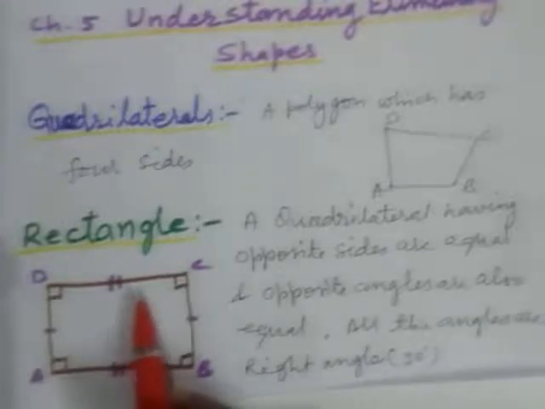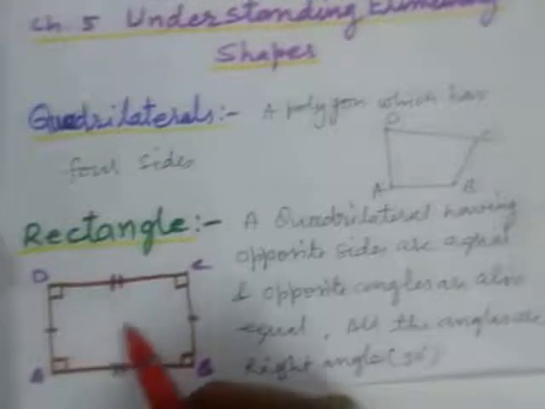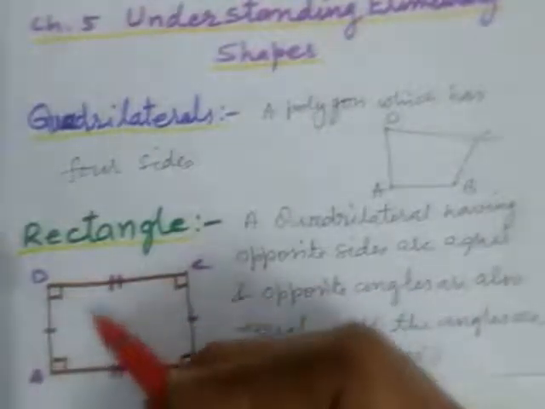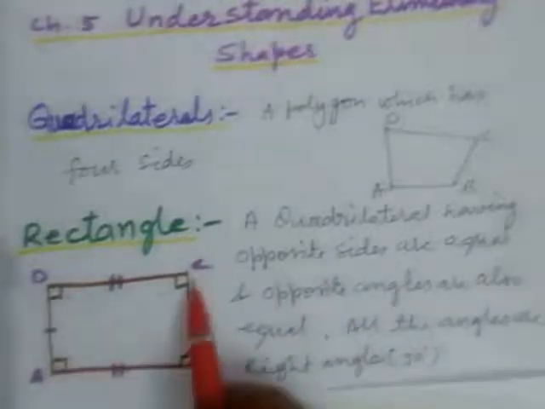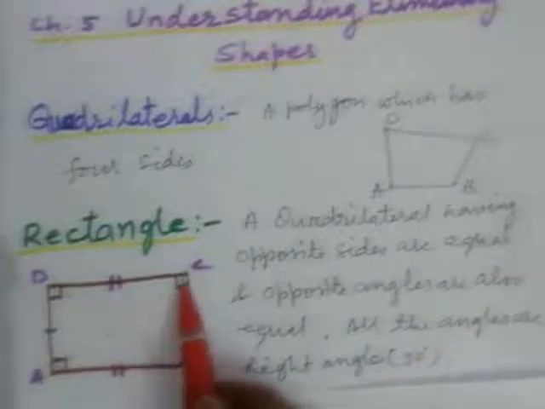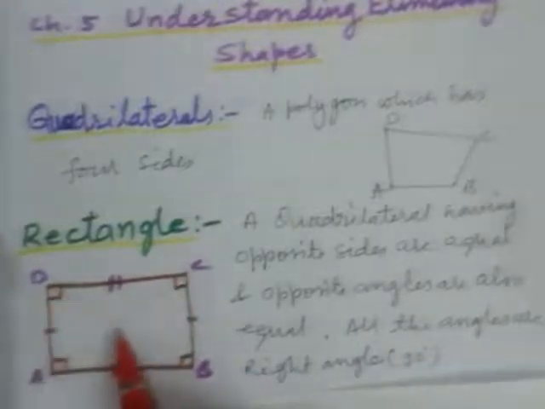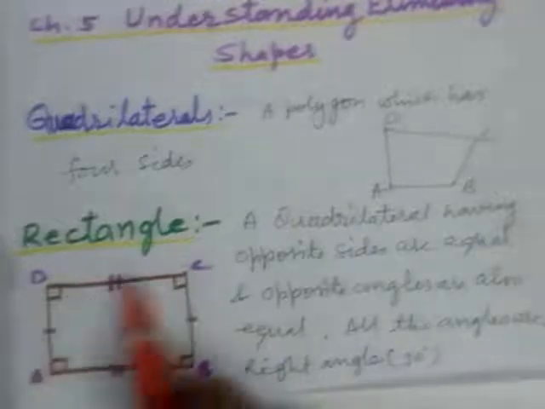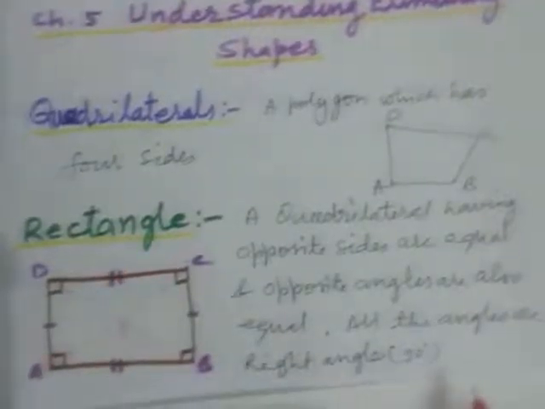Remember this. If we make the diagonals of this type of quadrilateral, then we find that both the diagonals are equal. The diagonals AC and BD are equal and bisect each other at this intersection point. These are the characteristics of a rectangle, which is a quadrilateral.